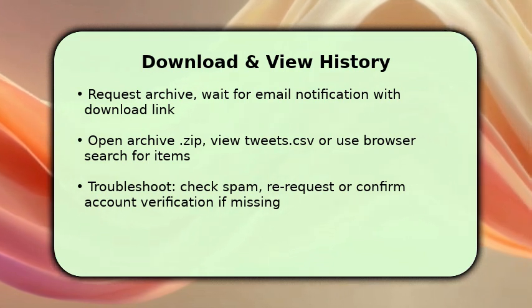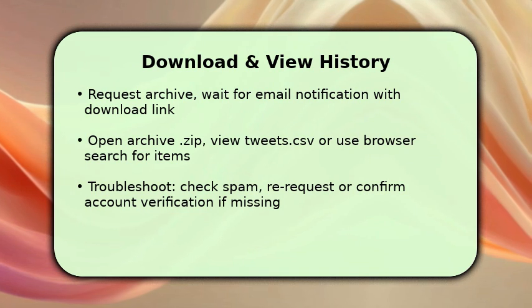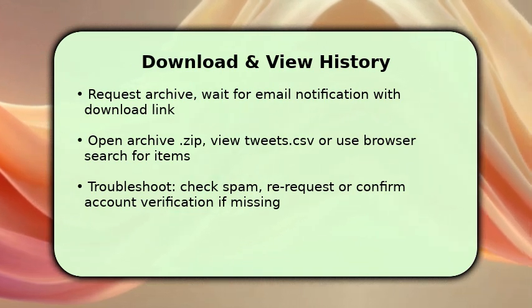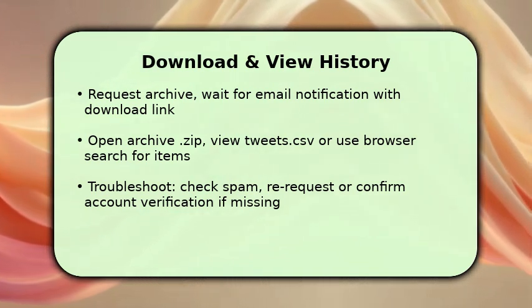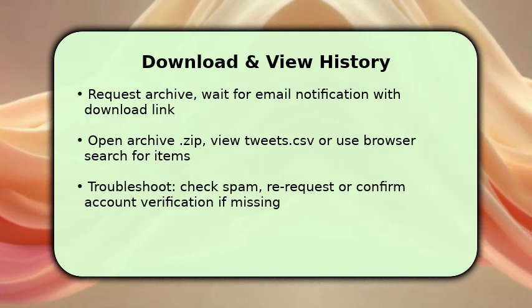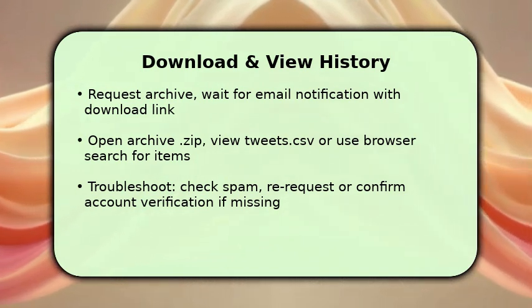If you need a quick check, use in-app history features, but the archive is best for complete records. If nothing arrives, check spam, verify your email, and re-request. That usually resolves common delivery problems.